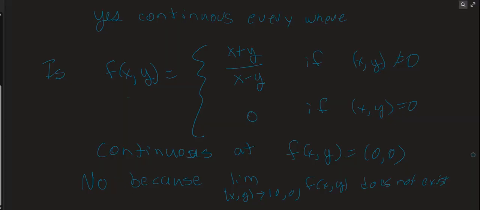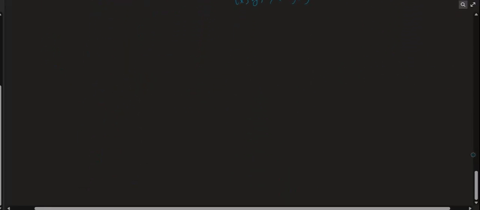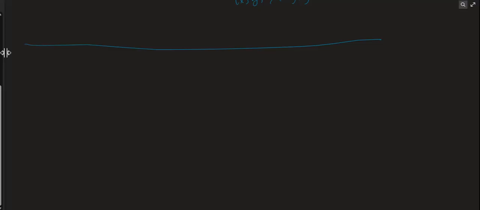Okay, so let's move on to partial derivatives. Partial derivatives are where you take the derivative with respect to just one variable. So you have a multivariable function, but you're taking the derivative with respect to just one variable, and you treat the other variable as a constant.